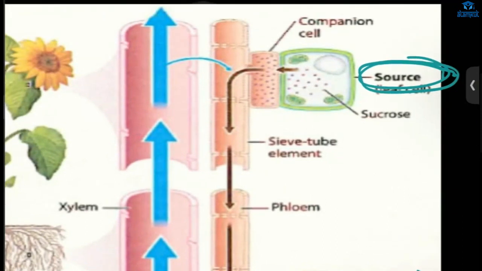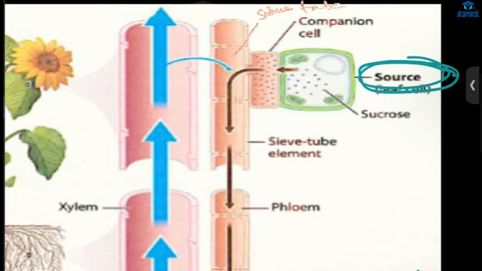Here we have the sieve tube, and this is the companion cell, and this is the source. Food is made, that food is sucrose. Here it is made, and it is stored in the companion cell. This sieve tube doesn't have a nucleus, and the cytoplasm is less. So through this only, transportation happens.